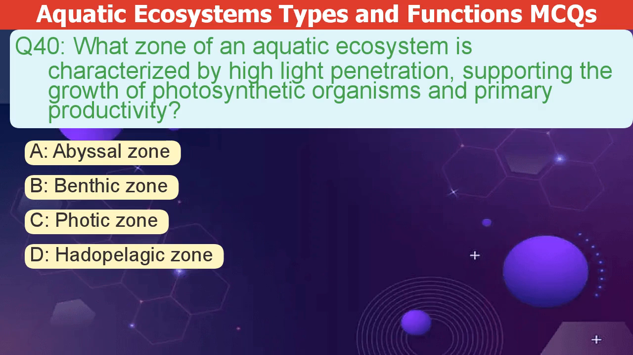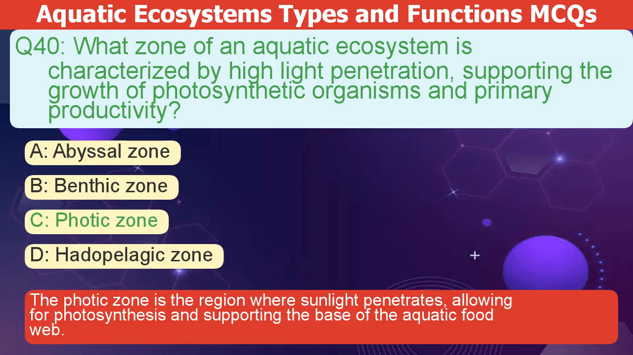What zone of an aquatic ecosystem is characterized by high light penetration, supporting the growth of photosynthetic organisms and primary productivity? A. Abyssal zone. B. Benthic zone. C. Photic zone. D. Hadopelagic zone. The correct answer is C. The photic zone is the region where sunlight penetrates, allowing photosynthesis and supporting the base of the aquatic food web.